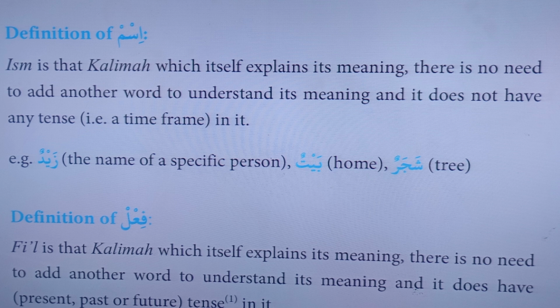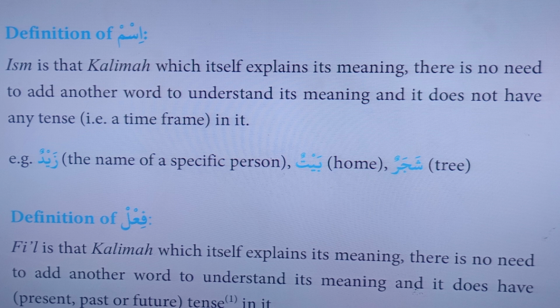Zaydun is basically a person's name. Specifically, it is an ism. Baytun, a home. Shajarun, tree. A tree does not happen yesterday or tomorrow. It just is.